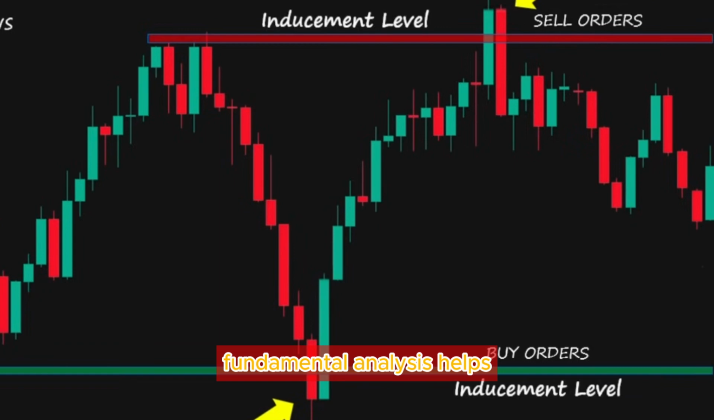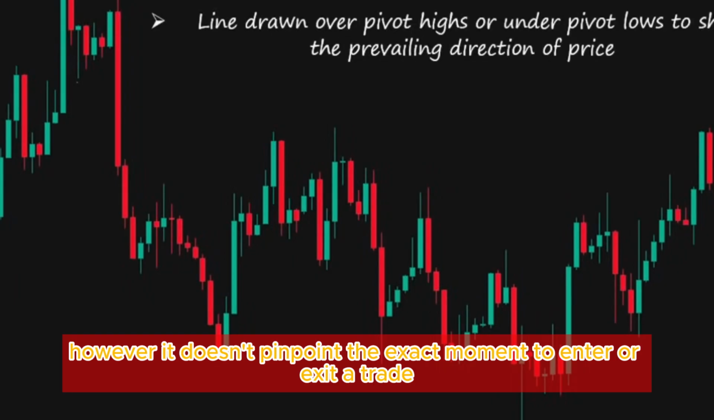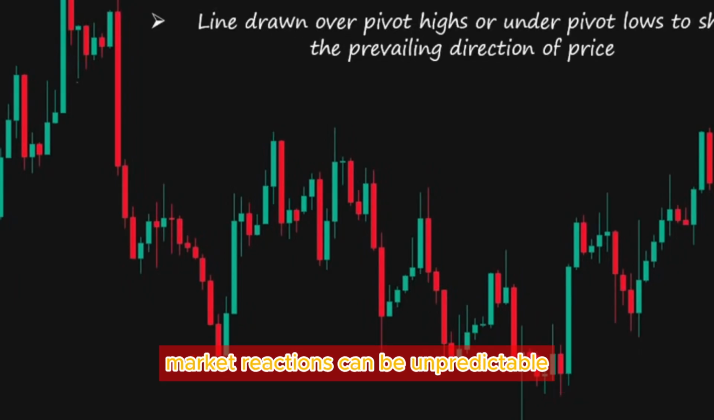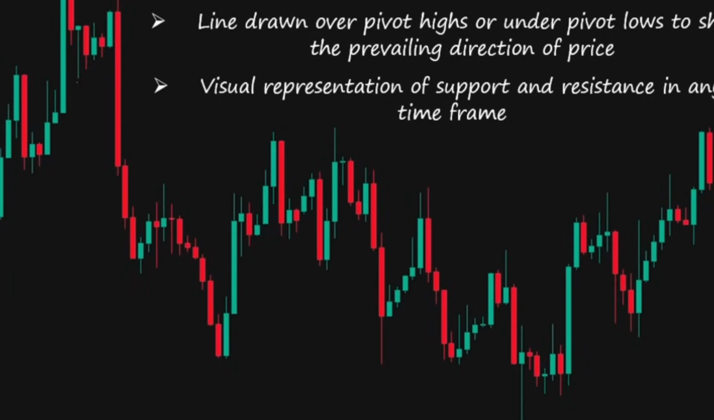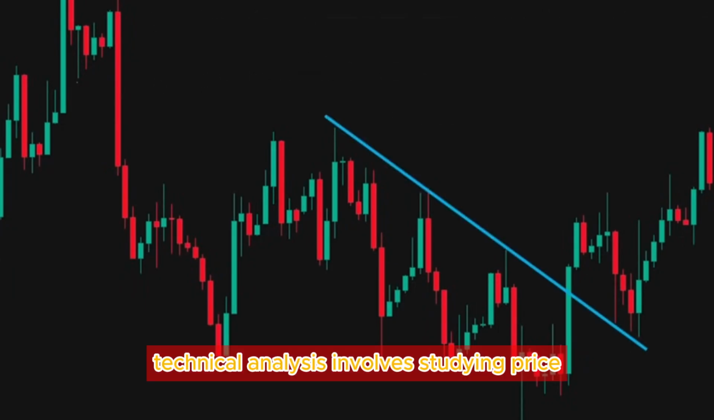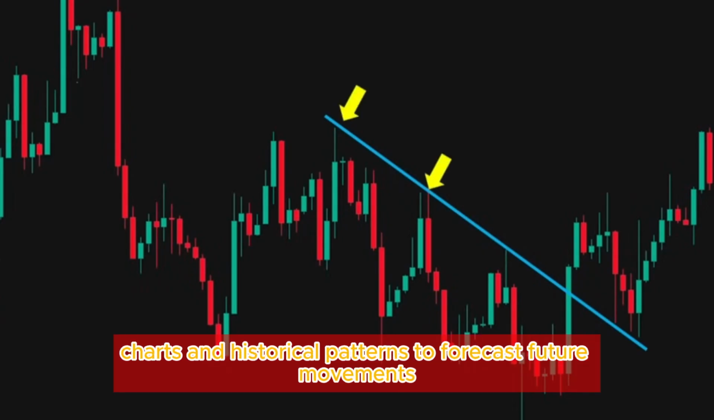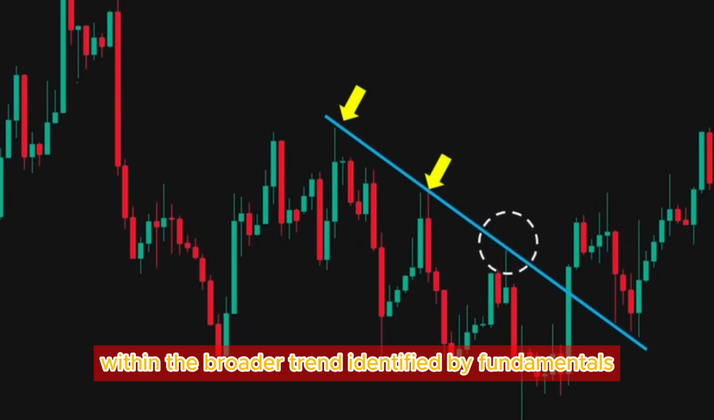Fundamental analysis helps you identify the overall direction a currency pair might take. However, it doesn't pinpoint the exact moment to enter or exit a trade. Market reactions can be unpredictable, as news may already be priced in or overshadowed by other factors. Technical analysis, timing your trades. Technical analysis involves studying price charts and historical patterns to forecast future movements. It's about finding the right entry and exit points within the broader trend identified by fundamentals.